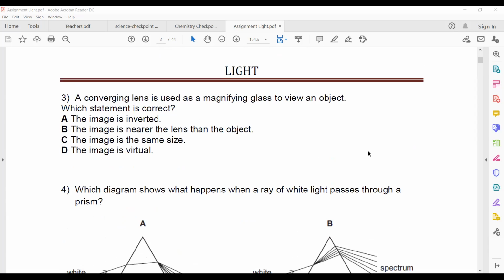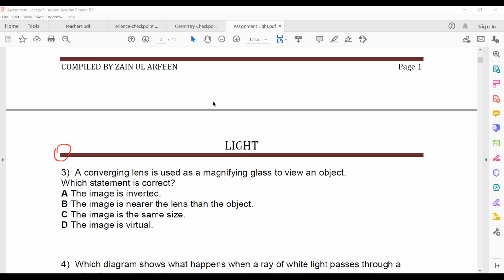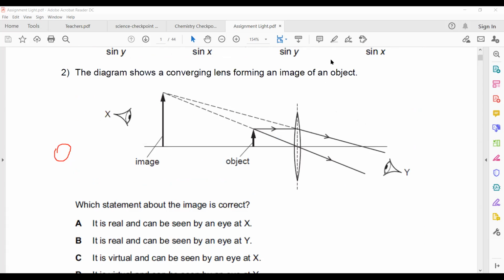A converging lens is used as a magnifying glass to view an object. Which statement is correct? Question 3. D is the right answer. Converging lens as a magnifying glass. You can see the previous picture. This is a lens as a magnifying glass.